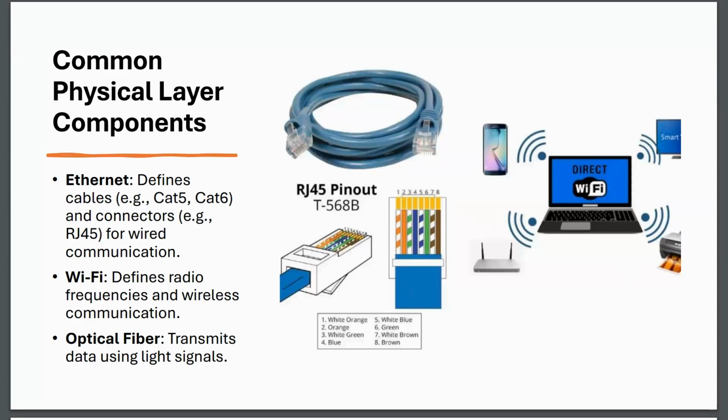Now, let's talk about some of the common components and protocols used in the physical layer. One you're probably familiar with is Ethernet. At the physical layer, Ethernet defines the types of cables like Cat5 and Cat6, as well as the connectors used, such as RJ45. Another important protocol is Wi-Fi, which is responsible for the radio frequencies used for wireless communication. We also have optic fiber, which uses light signals to transmit data at high speeds over long distances.